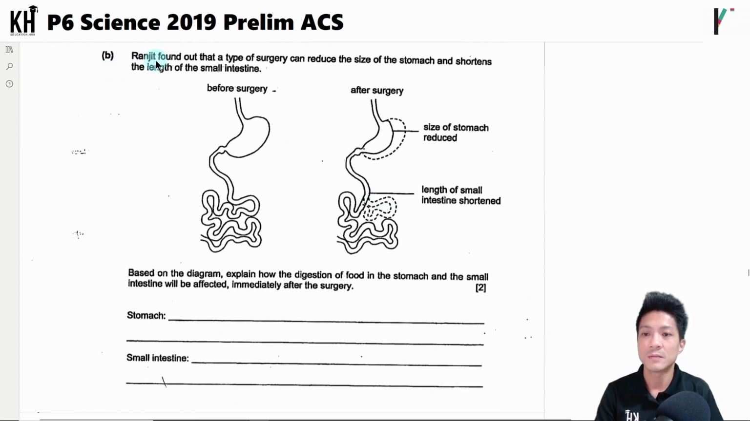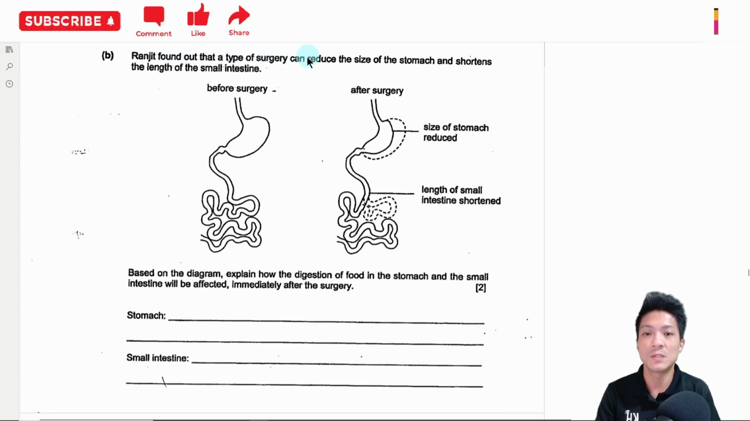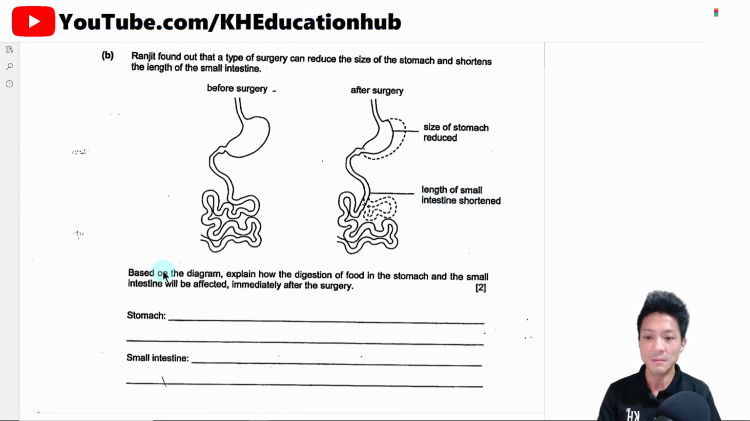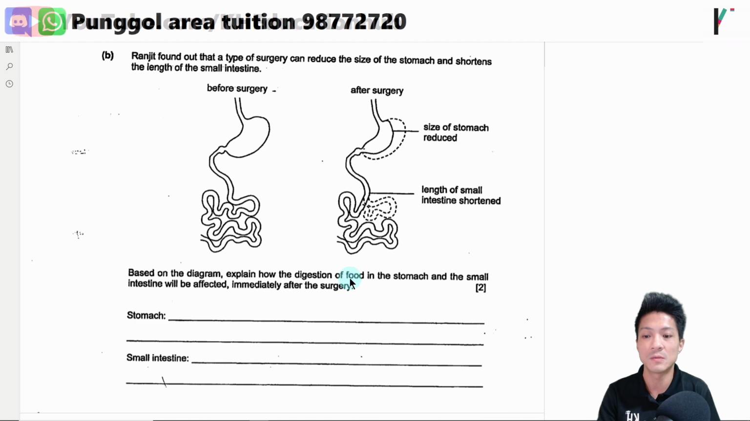Okay, part B. Ranjit found out that a type of surgery can reduce the size of the stomach and shortens the length of the small intestine. So before surgery, everything is normal. After surgery, they will reduce the size of the stomach and the length of the small intestine will also be shortened. Based on the diagram, explain how the digestion of food in the stomach and small intestine will be affected immediately after the surgery.